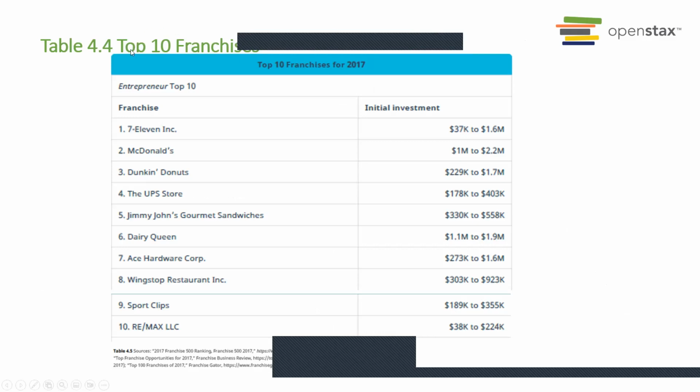Here's an interesting chart related to top 10 franchises. Right? Remax LLC is a real estate company. Quite honestly, I'm a little surprised this is on here, a real estate company, but the source from this ranking was from 2017. And on the right, it tells you the initial investment that it must take to be part of the franchise if you choose that route.